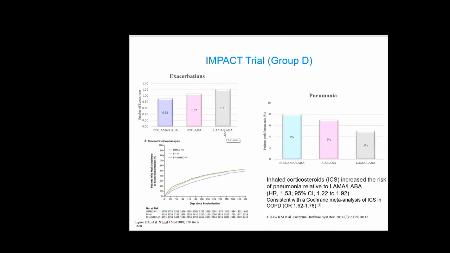However, if you look at the graph to the right, there's a consequence, and you're probably familiar with this. If you incorporate inhaled corticosteroids, either as dual therapy with a LABA, so the middle column, or as triple therapy, there's a greater statistically increased risk of pneumonia versus if you give LABA and LAMA alone. Next slide.